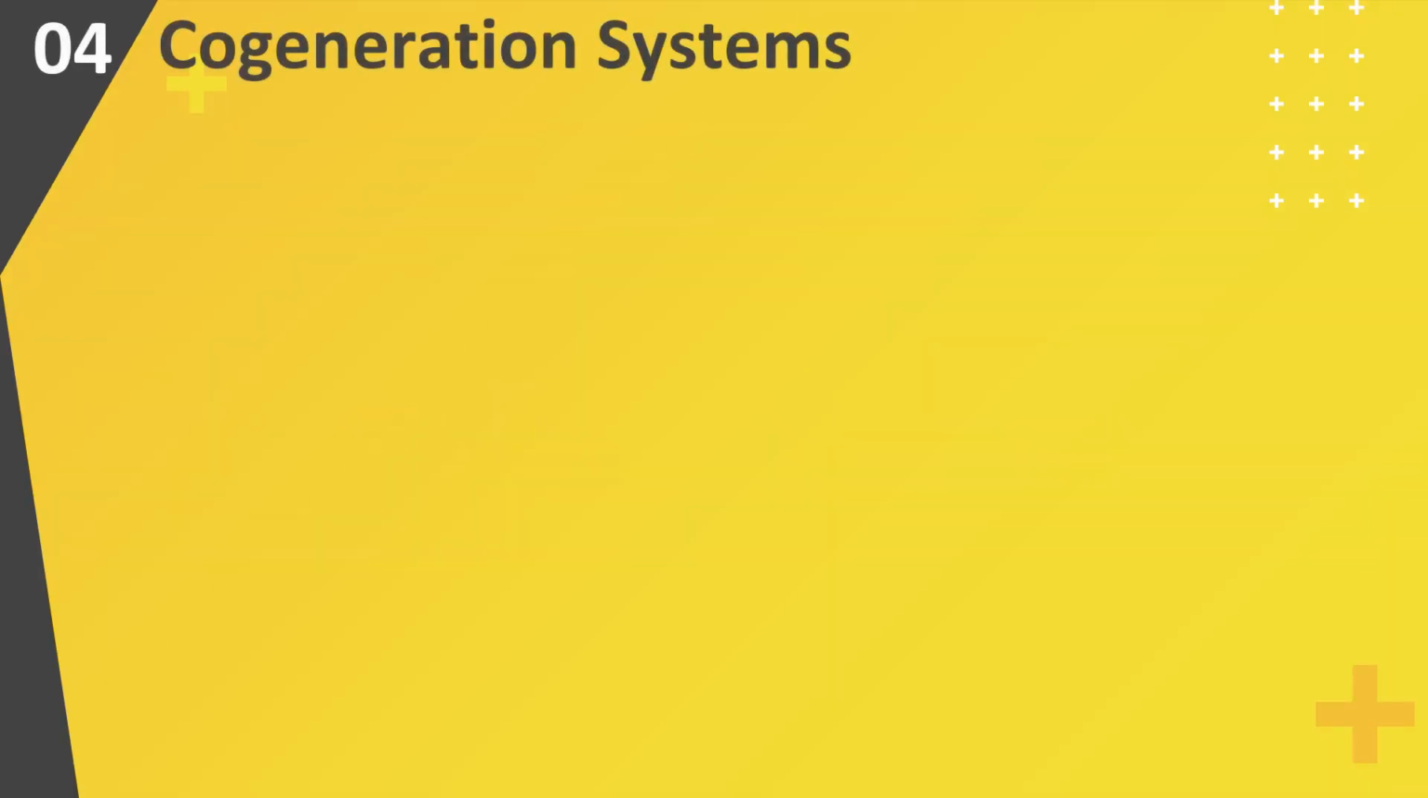Cogeneration systems, also known as combined heat and power (CHP) systems, simultaneously generate electricity and useful heat from a single energy source. Cogeneration systems operate on the principle of utilizing waste heat that is generated during the production of electricity. Instead of allowing this waste heat to be lost, it is captured and used for various heating applications, such as space heating, water heating, or industrial processes.